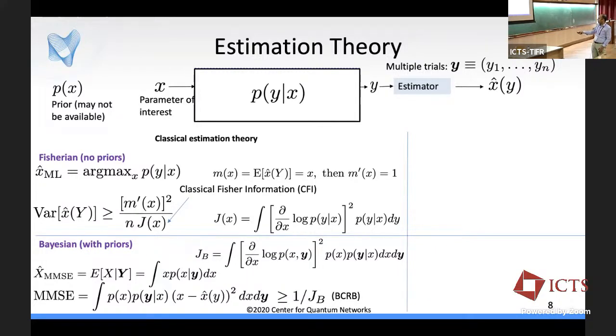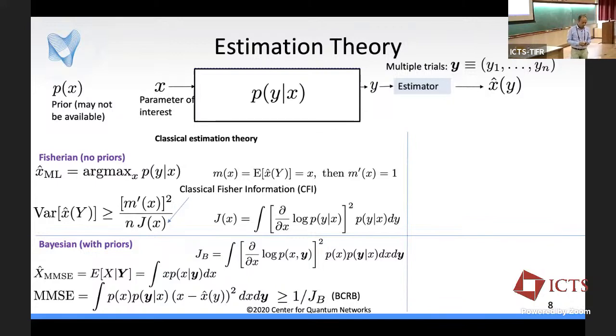And you can prove that one over J_B is a lower bound to the mean squared error. And the thing is that this BCRB is not always saturable, meaning there are problems, I'll show, for example, for which you calculate this bound and it's not tight. Okay, so this is all I'll talk about classical estimation theory. Now, why care about quantum estimation?